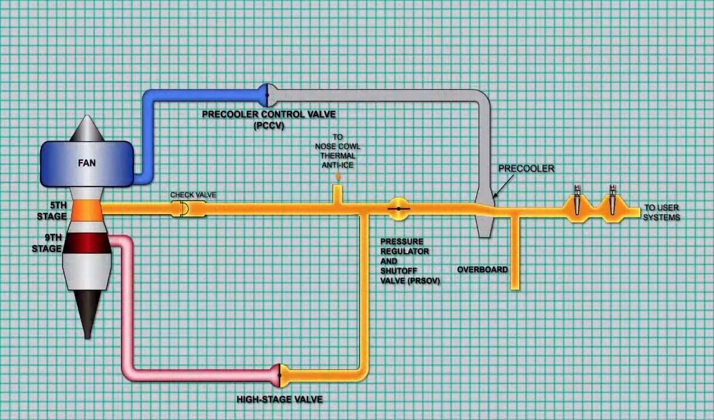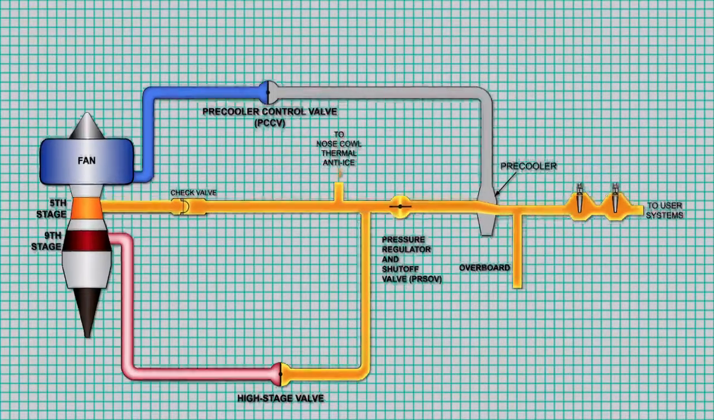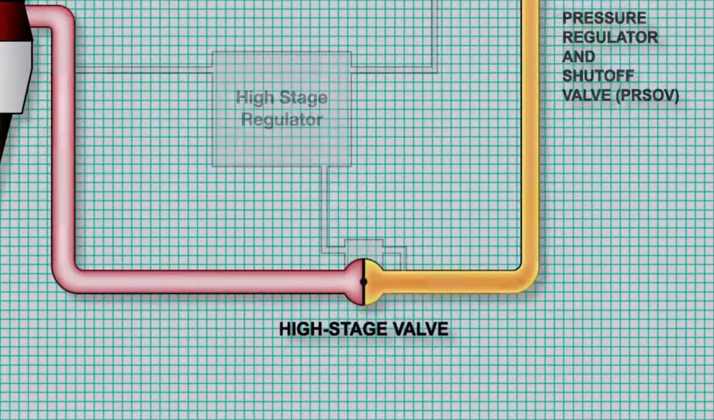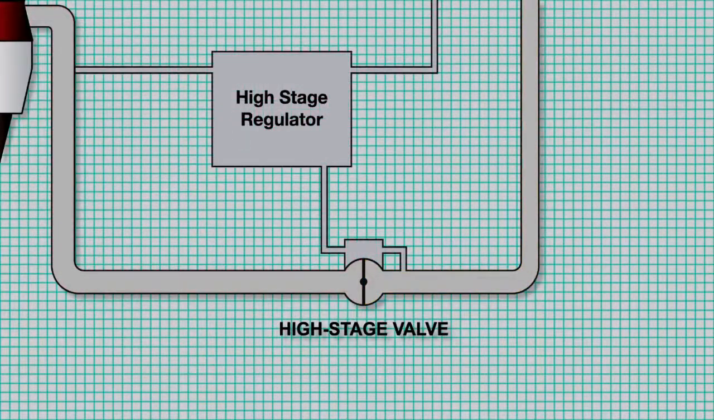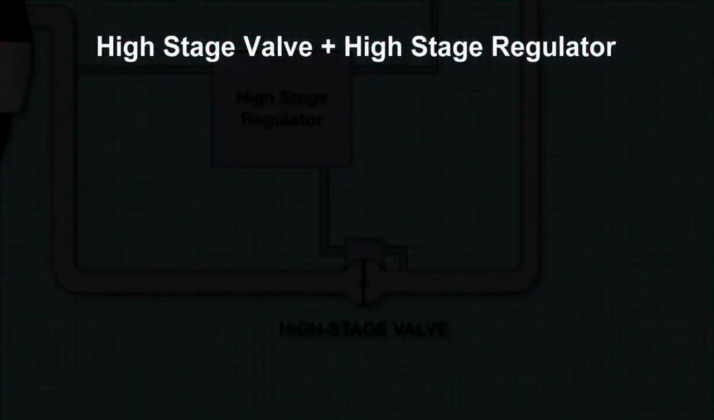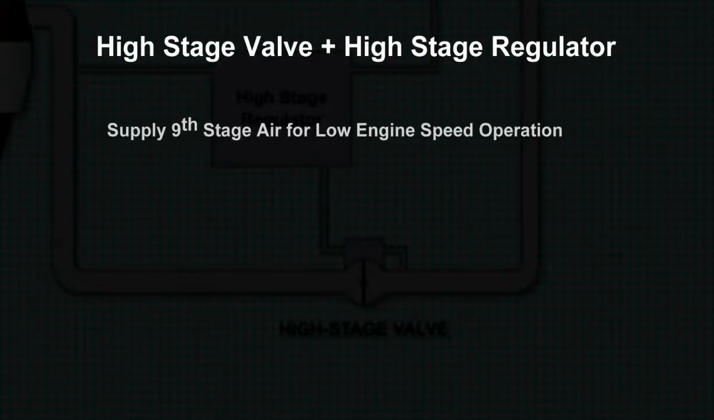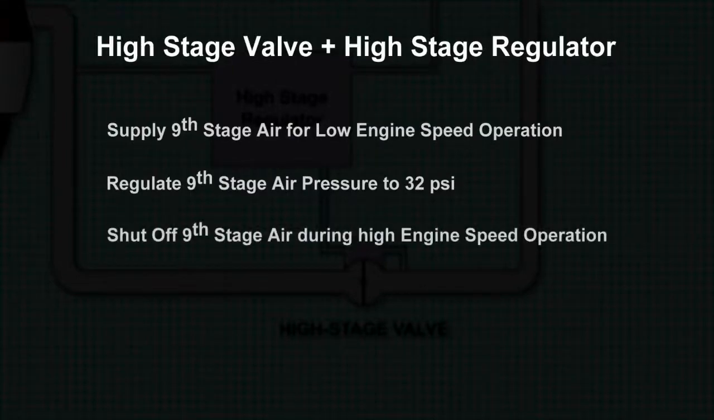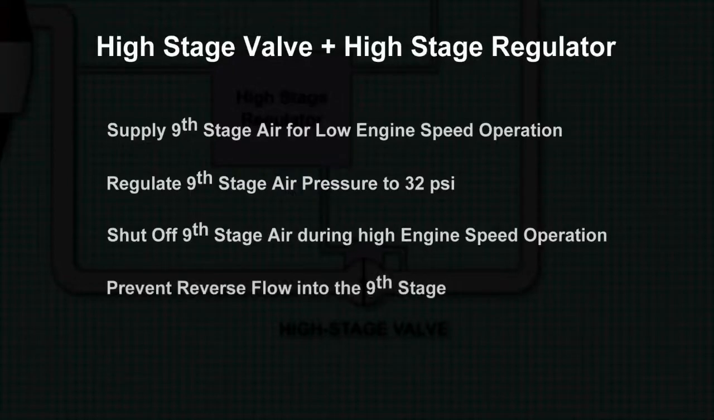As we have seen, the system uses either 9th stage air or 5th stage air during different phases of operation. The flow of 9th stage air is controlled by the high stage valve and the high stage regulator, or HSR. Together, the HSR and HSV supply 9th stage air for low engine speed operation, regulate the pressure of 9th stage air to 32 psi, shut off 9th stage air during high engine speed operation, and prevent reverse flow into the 9th stage.